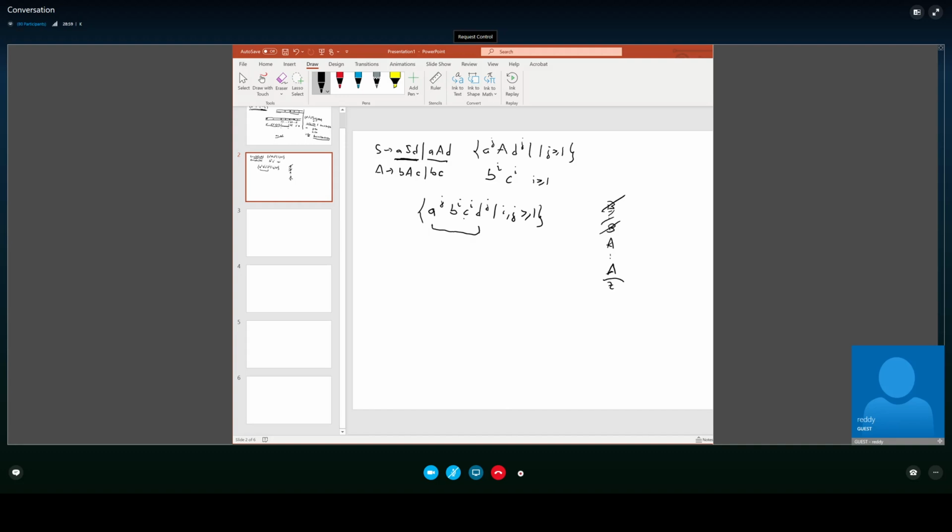Professor? Yes. Since this is in Greibach normal form, can we construct a PDA for the language given? Can we convert it into Greibach normal form and do it by PDA which accepts by empty stack? No, not quite. You can do that.